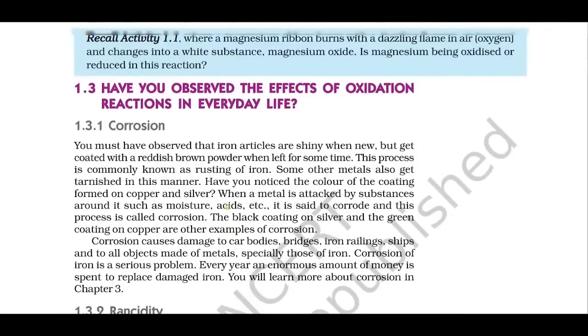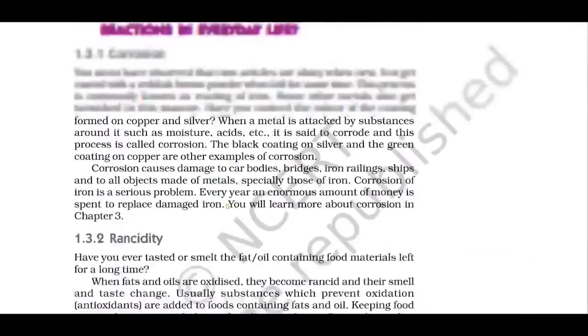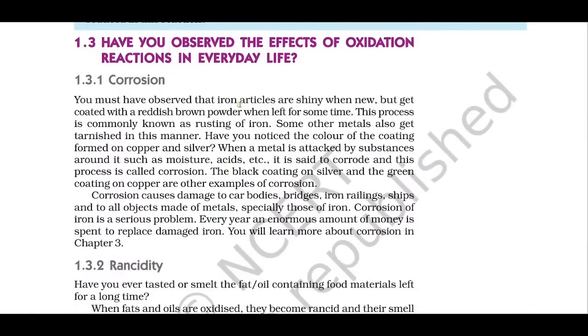Next, we have a very important concept, corrosion and rancidity. When an iron article is exposed to the atmosphere for some time, it gets a reddish brown powder. This process is called what? Rusting of iron. Generally for all the metals we call that corrosion. In case of copper we have a green coating, and in case of silver, it is black.